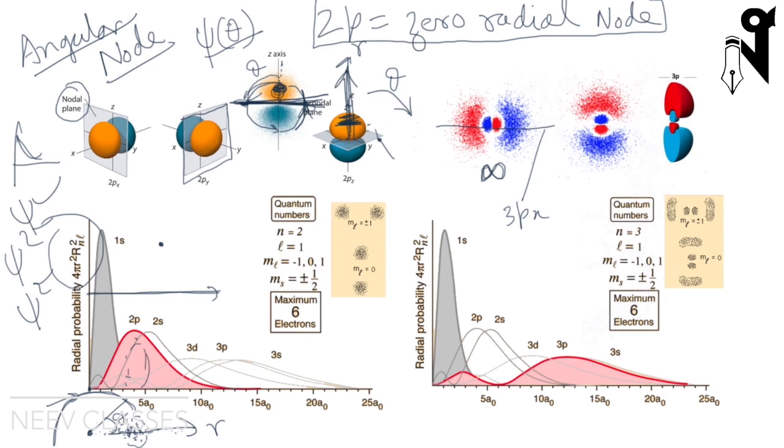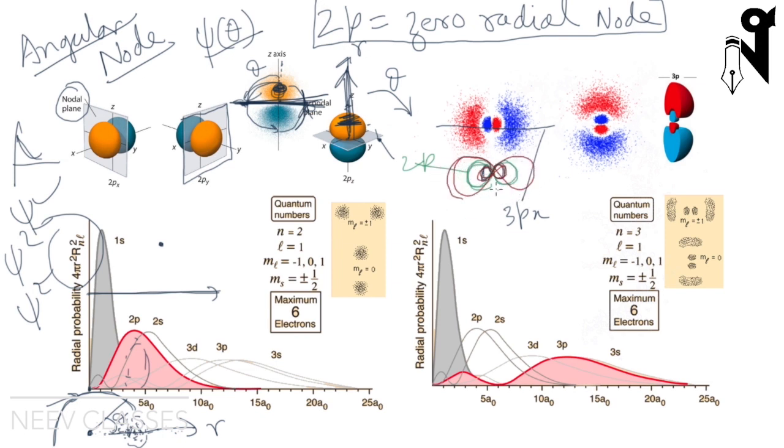I'll draw the 2p with green. So your 2p would have been here. That green was your 2p. Again, what we are seeing is what we saw with the 2s and the 3s, that 3p is inside 2p and outside 2p.